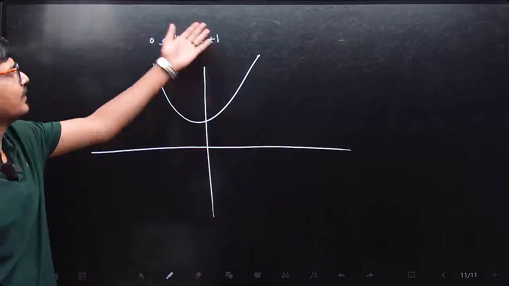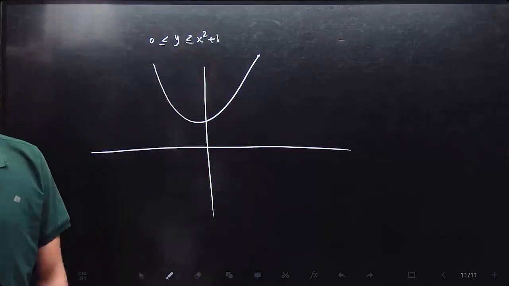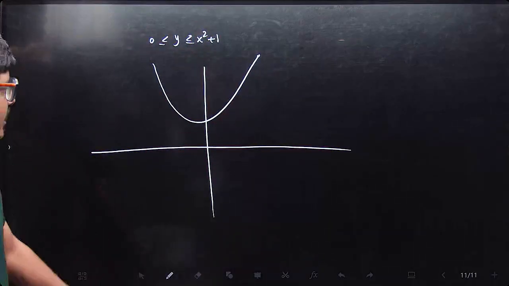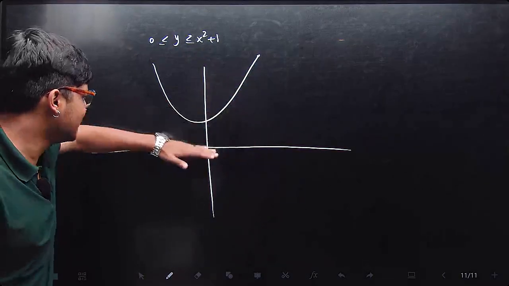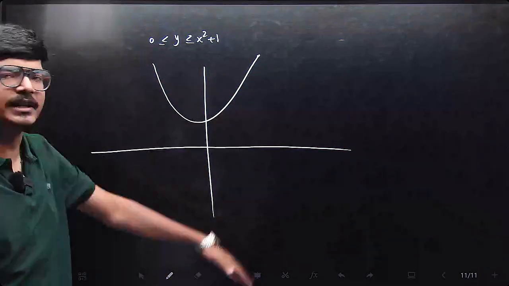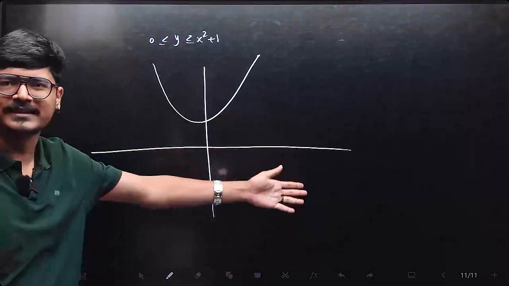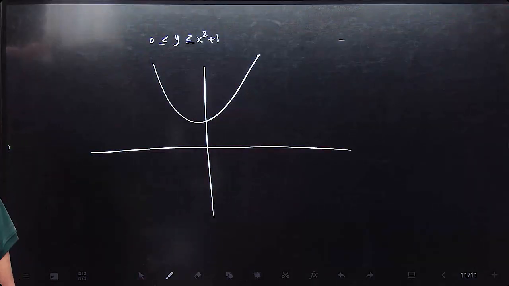See, y by default is already greater than or equal to 0, right? So what is the part you're looking for? Greater than or equal to 0, but less than or equal to x squared plus 1, right? So basically this region below the parabola, right? And above the x-axis, obviously, right? Does it make sense?